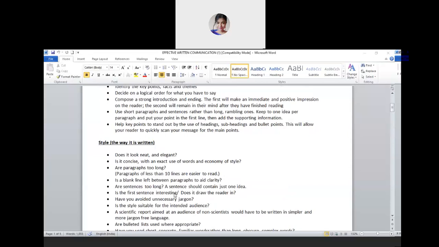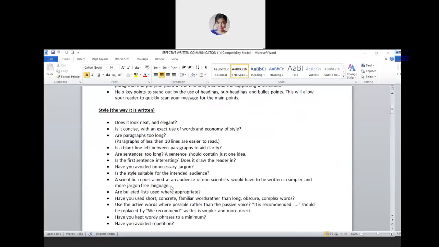So you must make your paragraphs short. Do not make your paragraphs consist of more than 10 lines. Your paragraph should be of less than 10 lines. Read it and try to make your paragraphs within 10 lines. Then, regarding the sentences, again, one idea should be used for one sentence. Then, you need to avoid unnecessary short forms. You're not supposed to write it in short, you're supposed to use full forms.